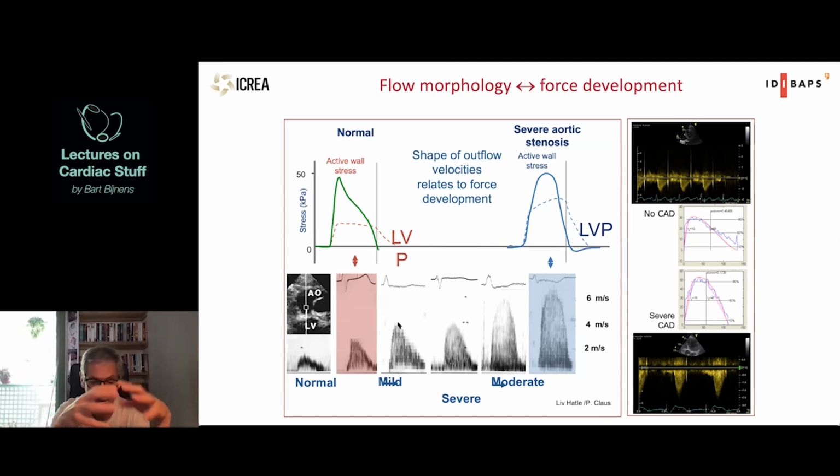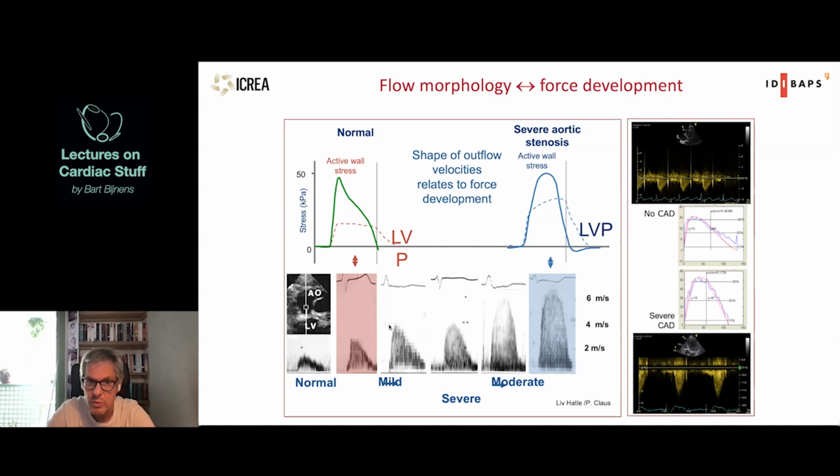Of course, that's just the law of the continuity equation, as people say. The same volume has to go through because there's no loss of volume. That means that if the diameter of your tube is changing, the velocity has to increase in order to cope with that volume. And that's what you see. So overall, with increasing severity of aortic stenosis, the maximal velocity will increase. And that's what clinicians are also using.